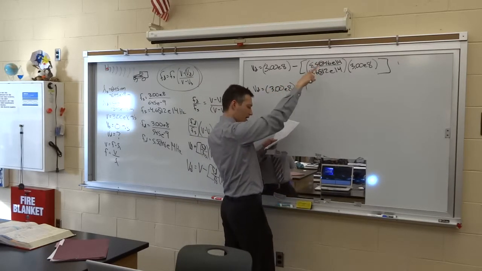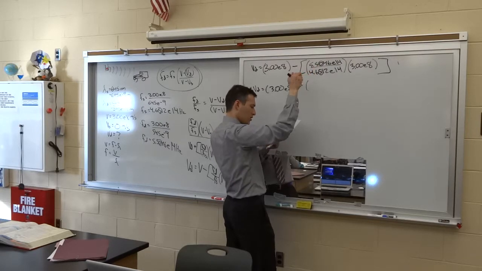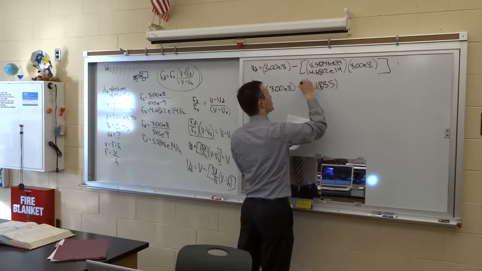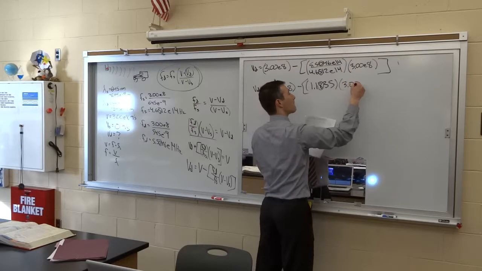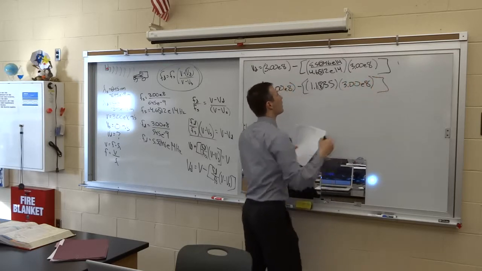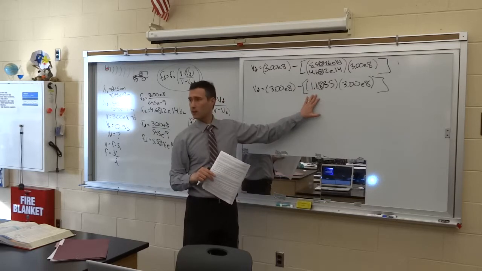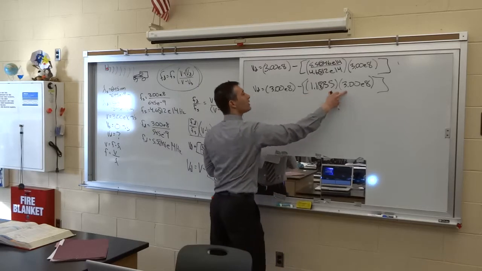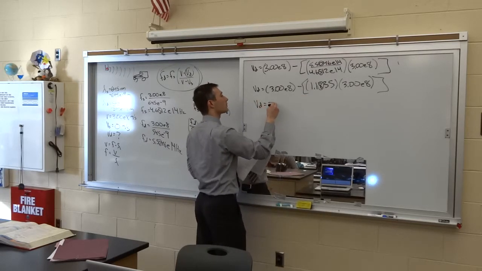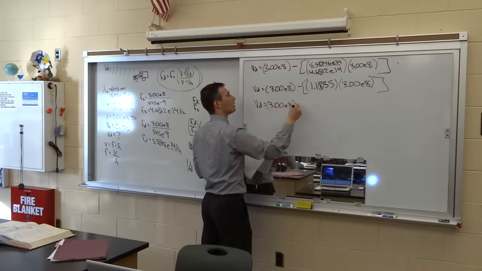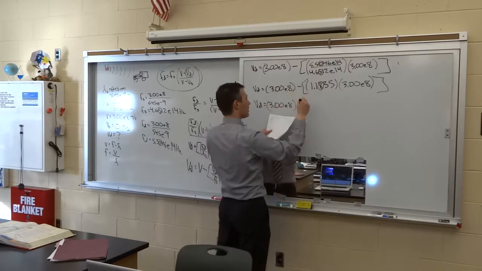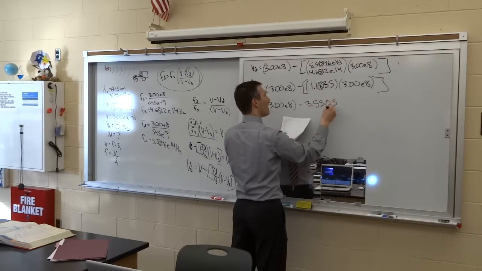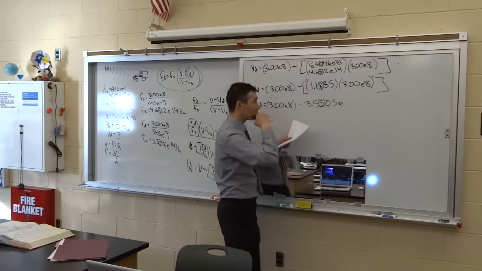Alright, so what do I get? 1.1835. And then I do need to multiply that by the speed of light. Alright, anybody want to yell at me about the next step? No? Alright. And then I'll go ahead and multiply these together. Alright, and so what did I get? I got 3.5505 times 10 to the 8th.